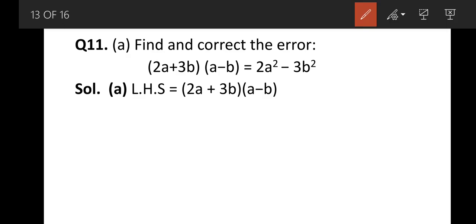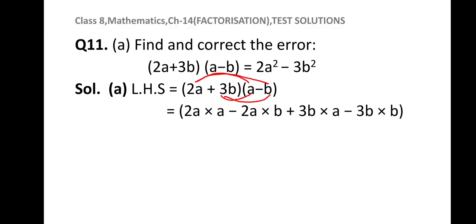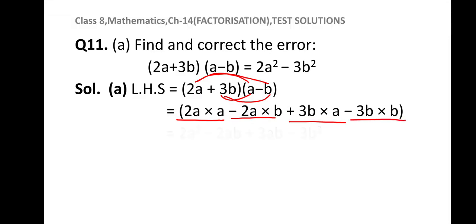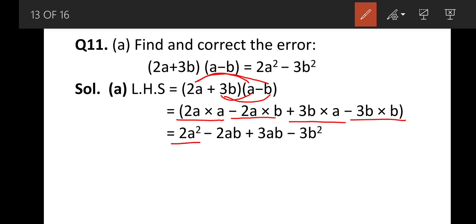That means 2a is to be multiplied by a as well as 2a is to be multiplied by minus b. Then 3b will be multiplied by a and then this 3b will be multiplied by minus b. So the steps will be 2a into a as I told you, minus 2a into b plus 3b into a minus 3b into b. So 2a into a will give you 2a square minus 2ab plus 3ab or ba, it is one and the same thing, minus 3b square.